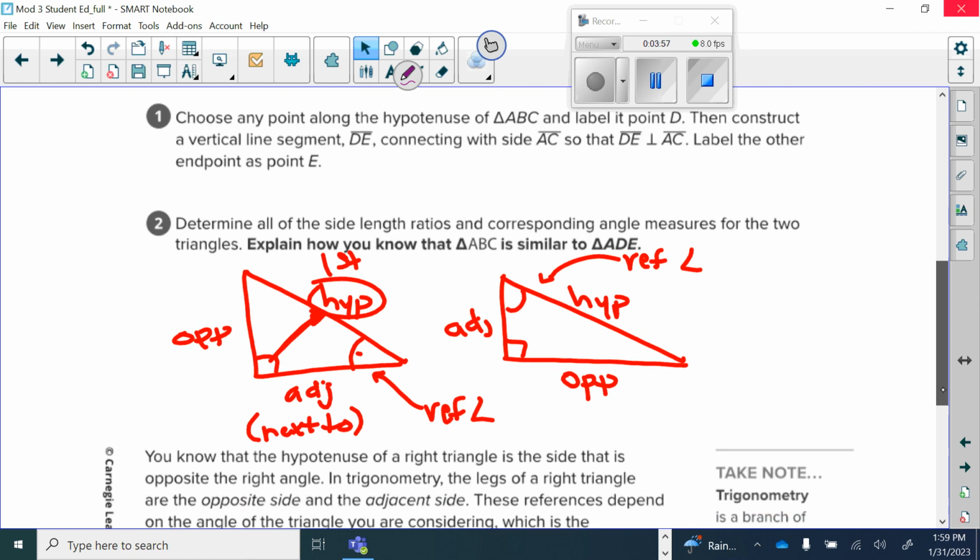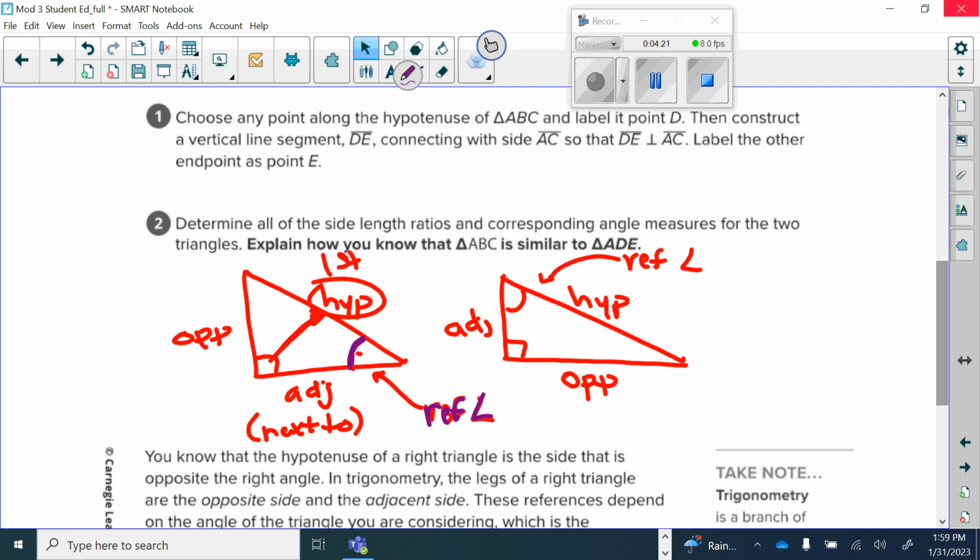Okay, next, we're going to talk about vocab. When they put an arc right here, talking about that angle, that is called the reference angle, or that's the angle symbol. So everything now is calling the sides in relation to that angle right there.